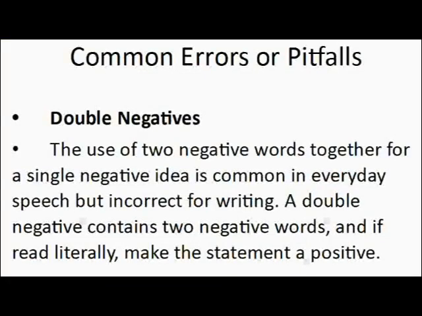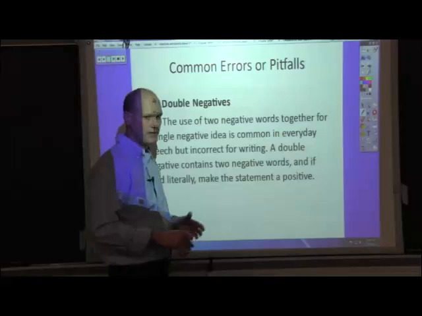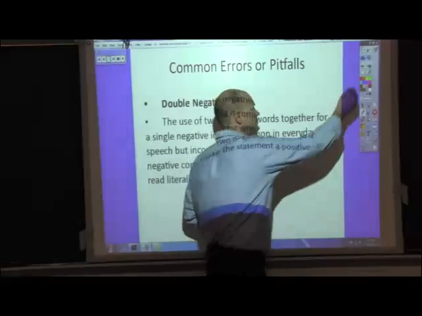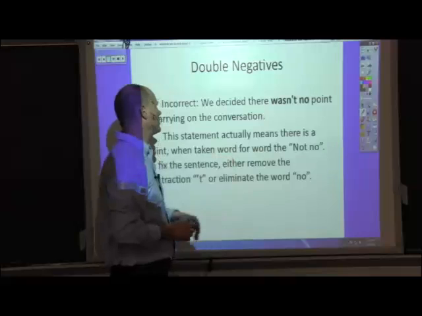Another one that fits in as far as common errors is double negatives. This is the use of two negative words together for a single negative idea. Okay, common in everyday speech, not good for writing. A double negative contains two negative words. And if read literally, two negatives equal a positive, so it's the opposite of what is typically meant to be stated. Let's look at an example.